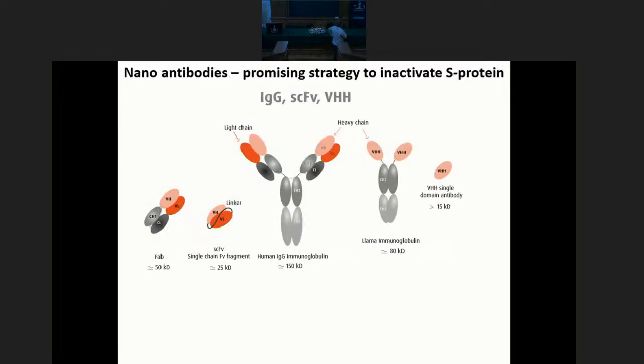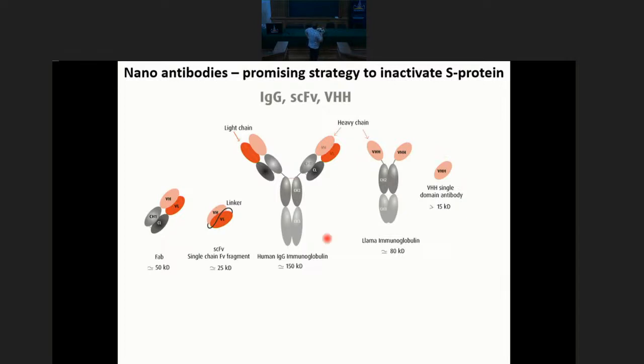The second part of the story was about a completely different antibody, a nano-antibody. The nano-antibody is produced recombinantly, but originates from llama immunoglobulins, and it contains only one immunoglobulin domain of the heavy chain. This is a very small domain, about 15 kilodaltons, but it contains everything needed to bind tightly to some molecules, in our case the RBD of coronavirus.